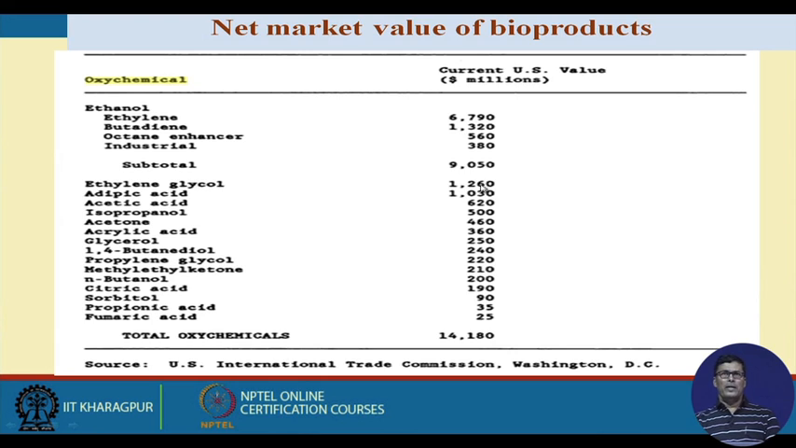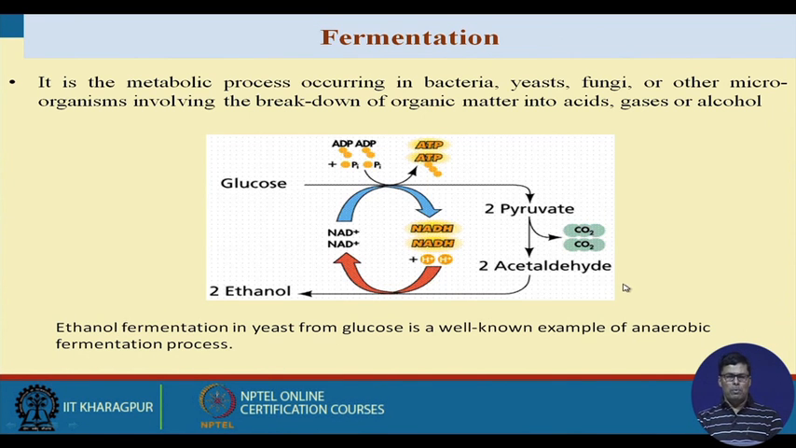Now these are the net market values of different products that we have. We have ethanol, ethylene glycol, adipic acid, acetic acid, the different types of chemicals, how they are produced through the biological process, and their market value is given here. And these are examples of how bioproducts are usually produced. I have given the example of ethanol because alcohol is produced to a great extent nowadays. Alcohol is not only used for human consumption, but also used in the pharmaceutical sector, as power alcohol, and also as a chemical feedstock by the chemical industries.